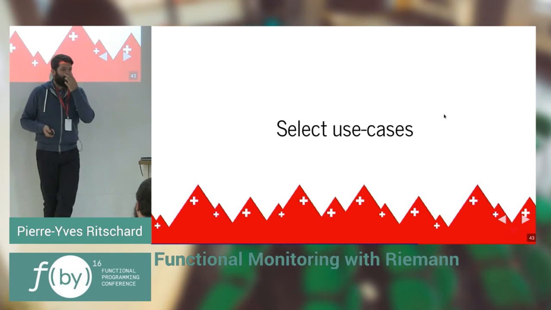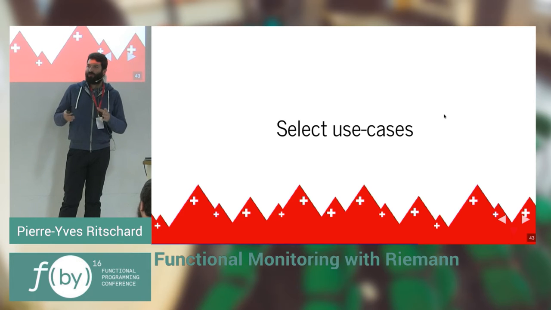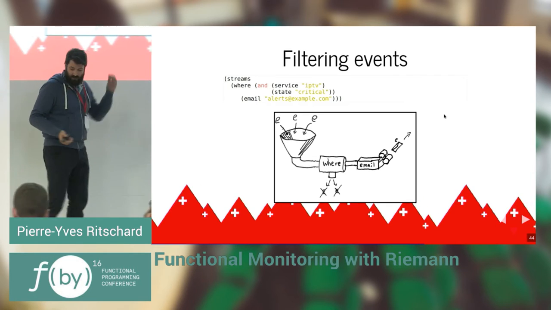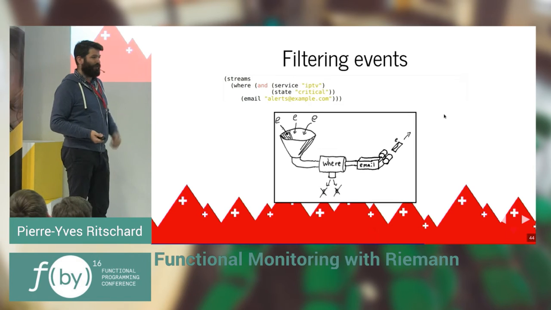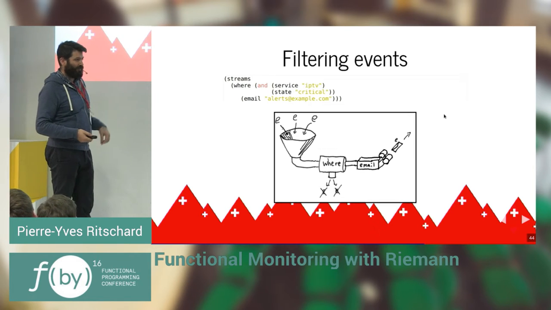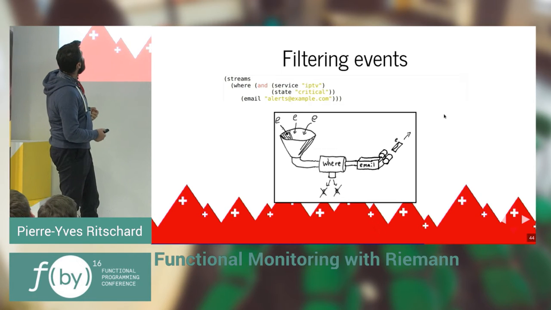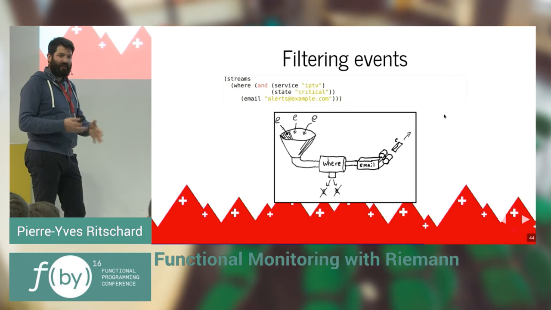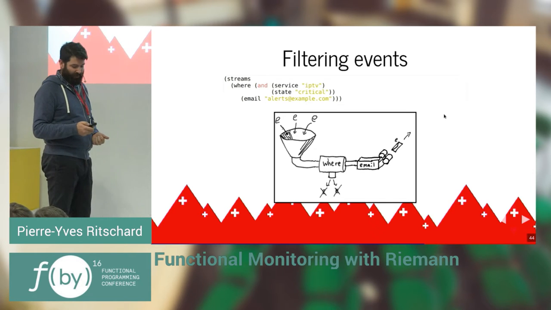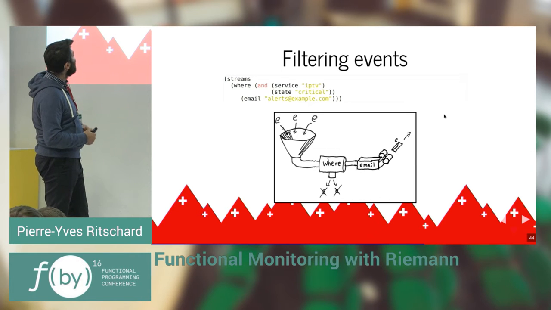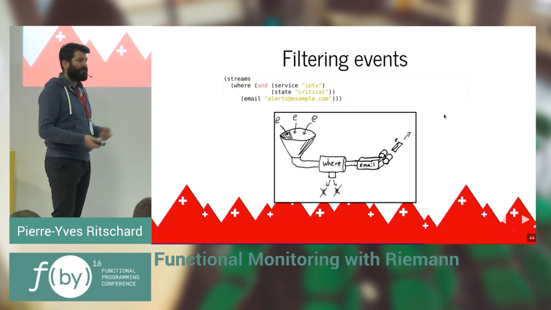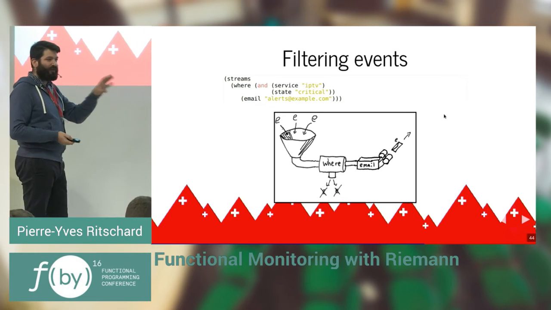I'll now show you a few select use cases of the type of functions you get to deal with in Riemann. These great illustrations are from Carl Kingsbury, who's the original author of Riemann. They're not from me. Here, again, filtering on specific events and applying functions only to these specific events is quite simple. You write your where query, and anything that's closed over by the where query only is applicable to these events.